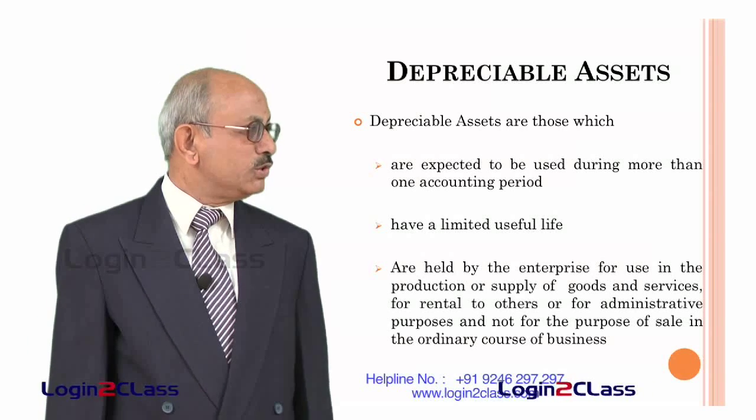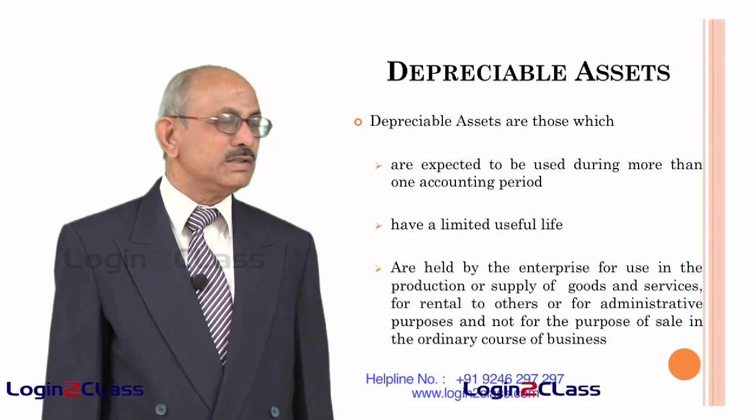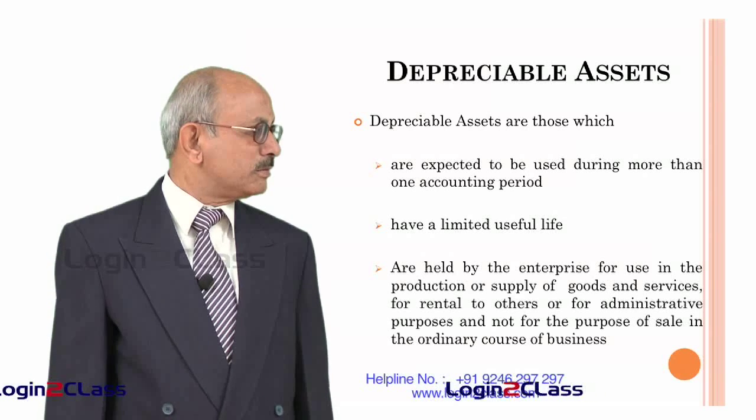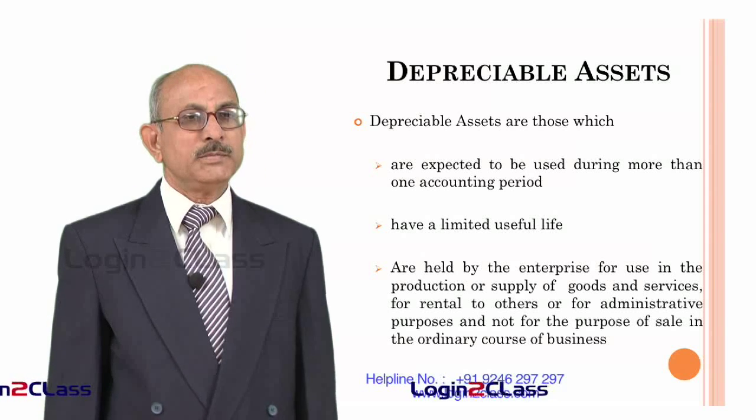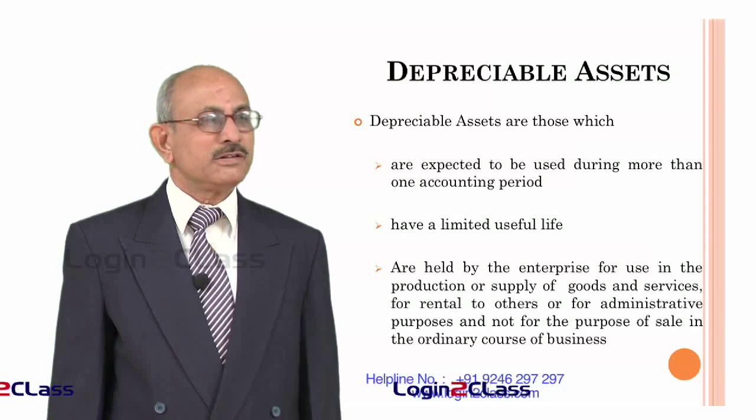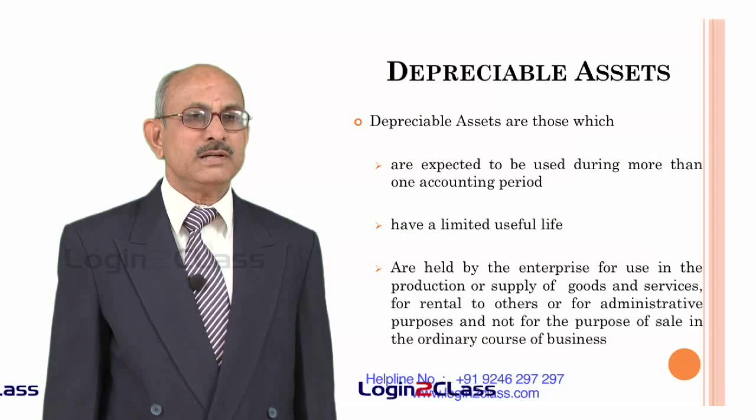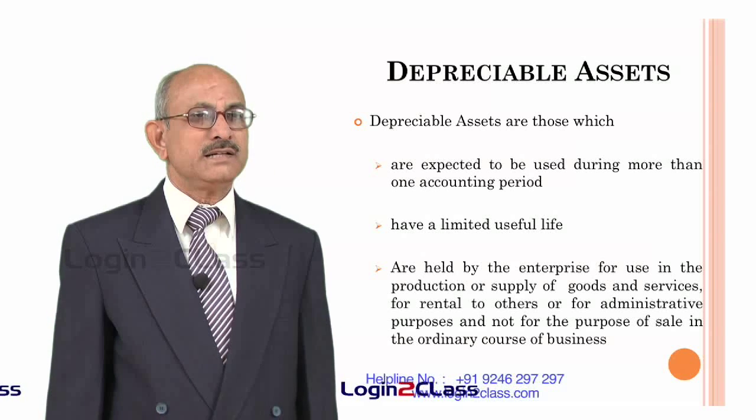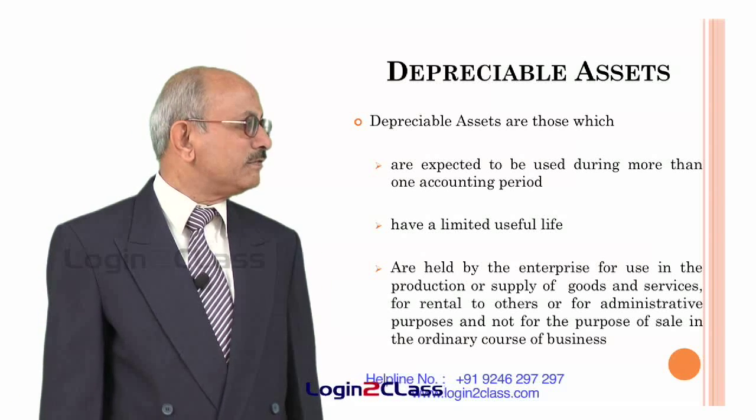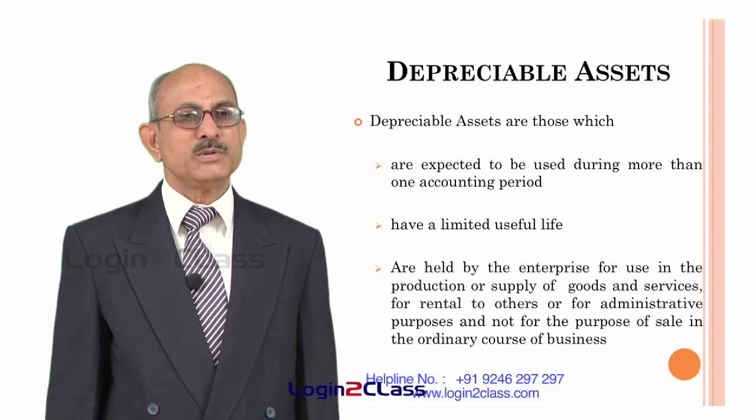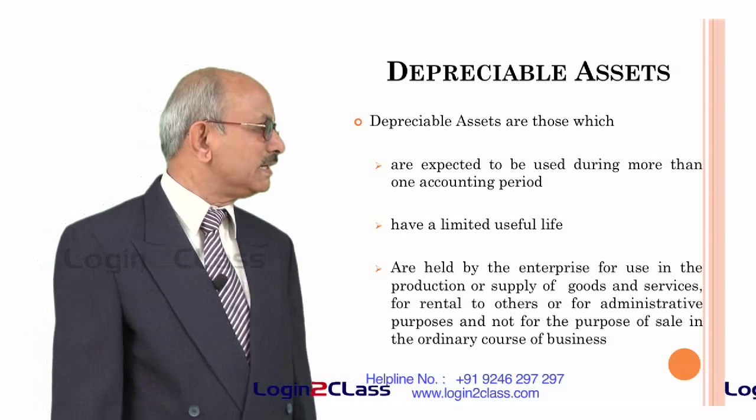enterprise or used in the production or supply of goods and services or rental to others and or for administrative purposes and not for the purpose of sale in the ordinary course of business. That means these are not assets held for the ordinary course of business of sale. For example, an entity which is dealing in sale of cars, whatever cars they are holding is held for the purpose of sale in the ordinary course of business. So, car is not a depreciable asset for an entity dealing in cars.